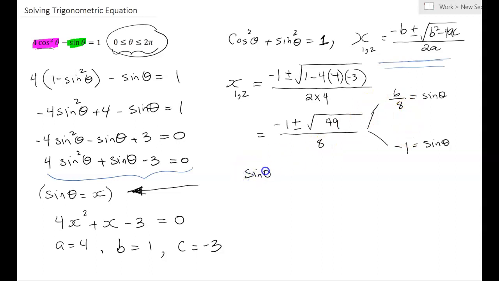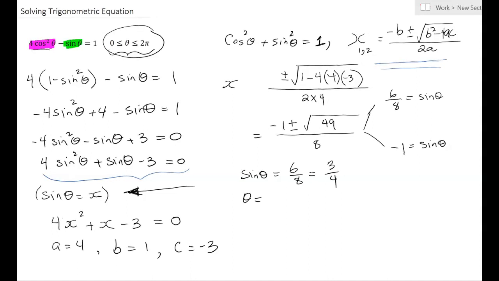So sine of theta equals 6 over 8. That's the first one, which is 3 over 4. All right, and then when you use a calculator for the sine inverse of 3/4, it is in radians, so make sure that it is in radians, not in degrees. So sine of theta equals 3/4. Notice that it's a positive value, and you take the sine inverse of 3/4.